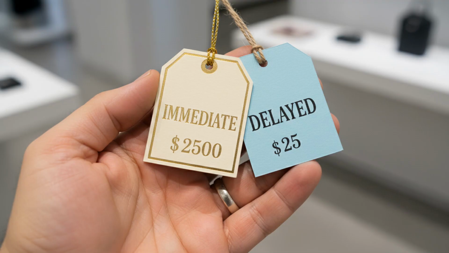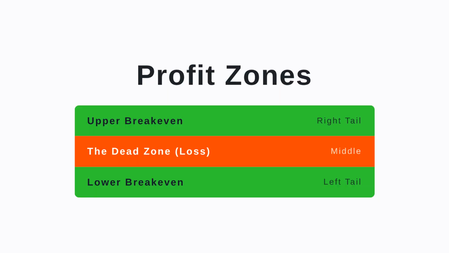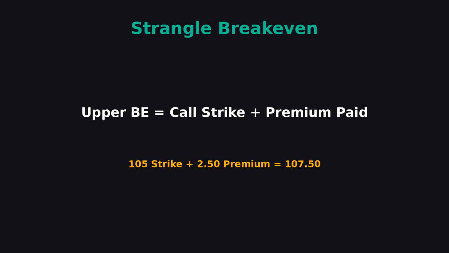However, options pricing follows the rule of no free lunch. The lower cost of the strangle creates a dead zone. Because your strikes are further apart, the stock must move significantly just to reach the strike price, let alone your break-even point. Here is the math that catches most beginners off guard.